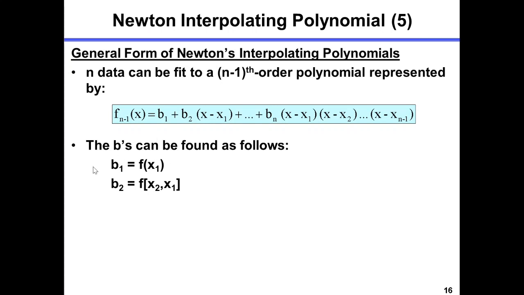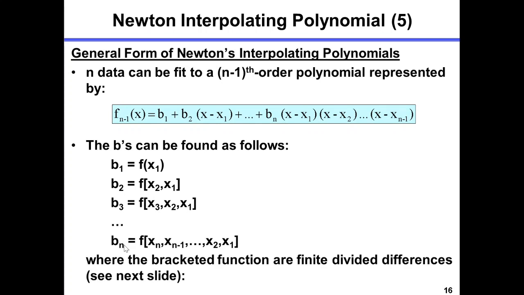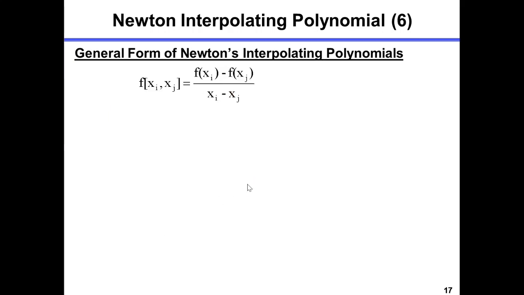And in this, we are going to replace the b1. The same thing for b3: we are going to find it for x3, and x2 and x1 we already substituted before. And for bn, in fact, we are going to put it as f of xn, and these are the things that we found from the previous ones. And here the bracketed functions are finite divided differences.